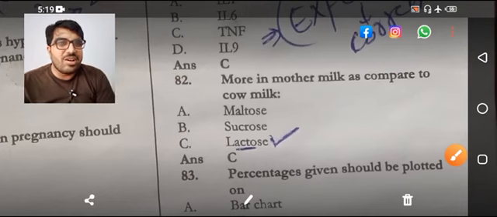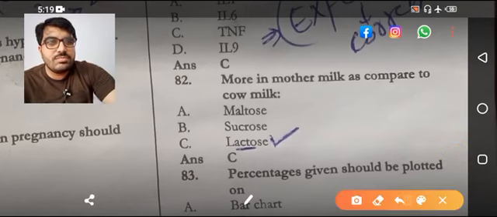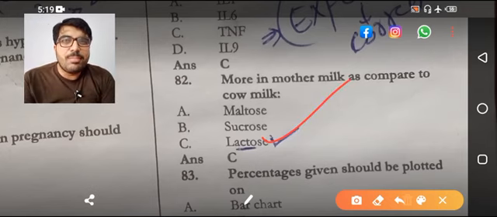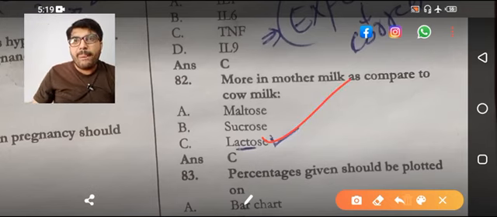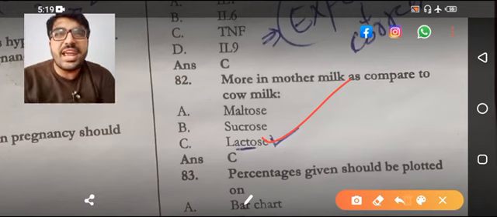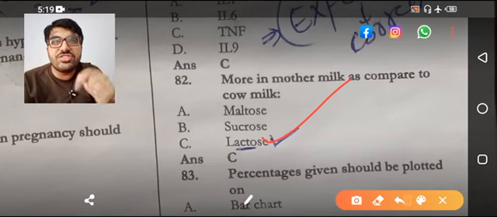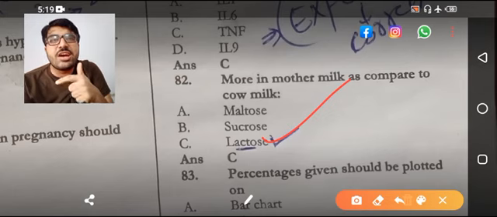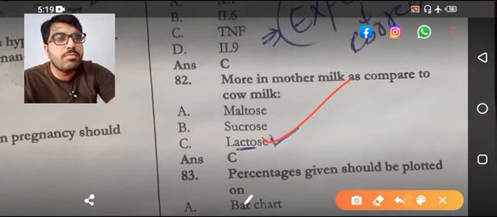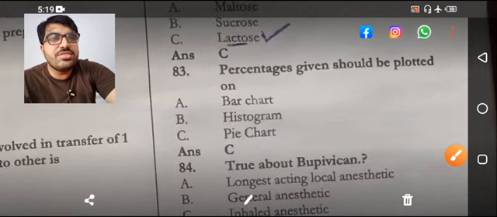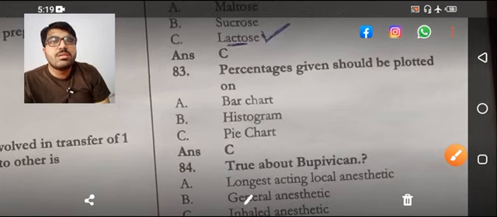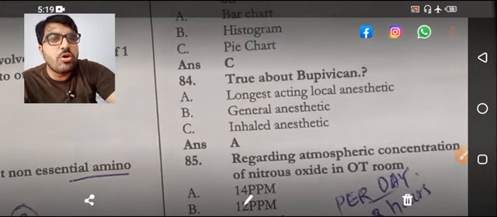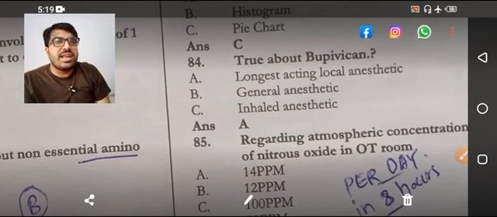More in mother milk as compared to cow milk, the answer is lactose. And mother milk is deficient in pantothenic acid. This is a Chatterjee MCQ. If pantothenic acid is not in the options, the next option is iron. Percentage given should be plotted on a pie chart. Right option, true about bupivacaine: it is the longest acting local anesthetic.